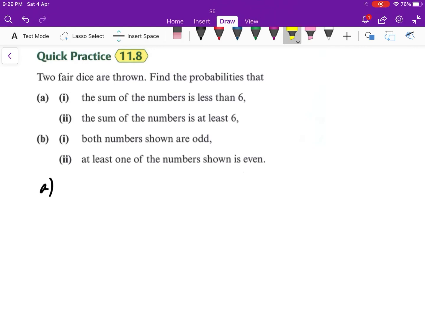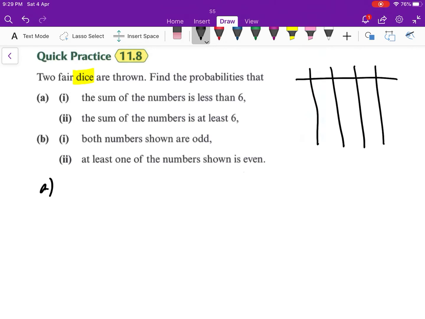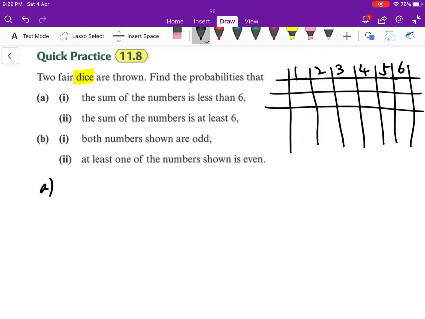So remember, every time you are doing a dice question, I would strongly suggest you draw the table, okay? Don't hesitate, immediately draw the table, okay? It will help you a lot, okay? Because when you are counting all this, it will be easier.